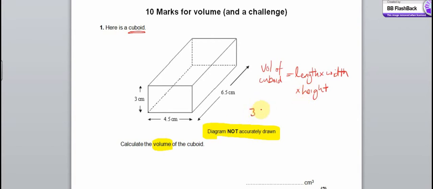So it's 3 times 4.5 times 6.5, and you pop that lot into your calculator. 3 times 4.5 times 6.5, and out comes the answer, which is 87.75, and that's what goes here. 87.75. Job done. Now, it's entirely possible you would have to do that without a calculator, in which case you would multiply the two of them together and then use the grid method.